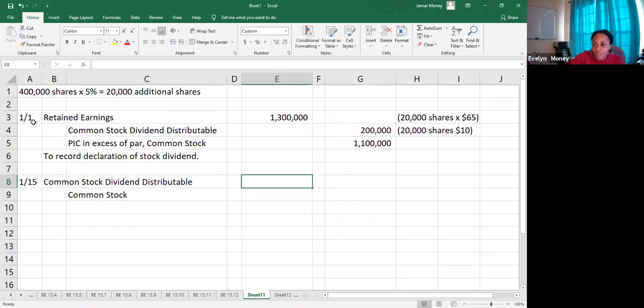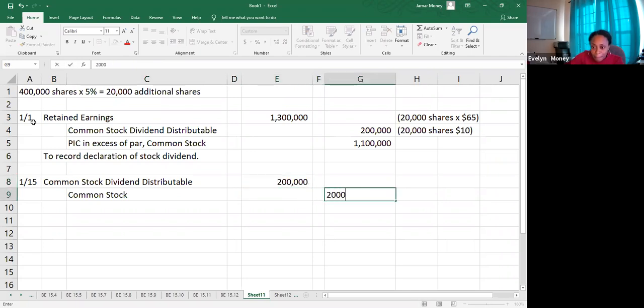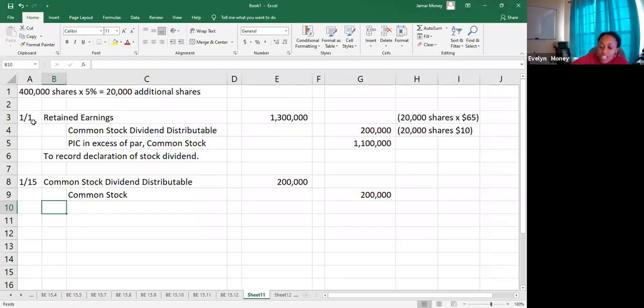I don't have to worry about my paid-in excess of par. I've already recorded that. We don't mind recording that ahead of time. But with common stock, we usually have to wait until the shares are in the hands or the possession of those stockholders. All right, small stock dividend.